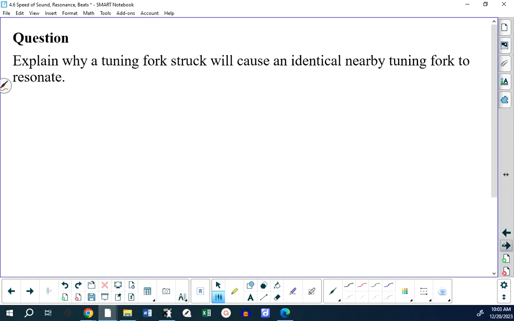Why will a tuning fork struck cause an identical tuning fork to resonate? Well, let me show this to you first. I have this tuning fork, and it's attached to a wooden box for a couple of reasons. The box is open at one end. It amplifies the sound for students.